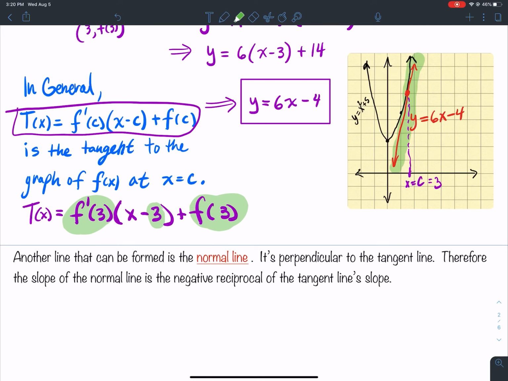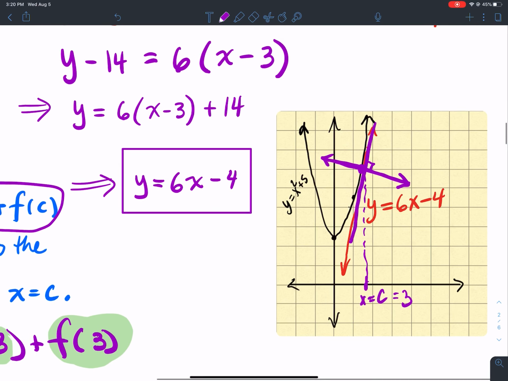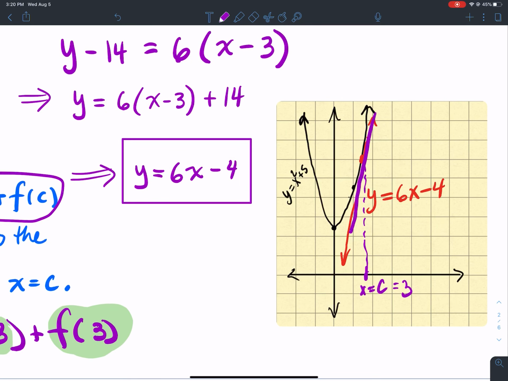And so what does the normal line do? It's perpendicular to the tangent line, okay? Therefore, the slope of the normal line is the negative reciprocal of the tangent line slope. So really the only difference for the normal line is that it's a perpendicular line. So instead of being a tangent line, the normal line is exactly perpendicular to the tangent line and intersects the graph at that point. Okay, so that's the idea of the normal line.